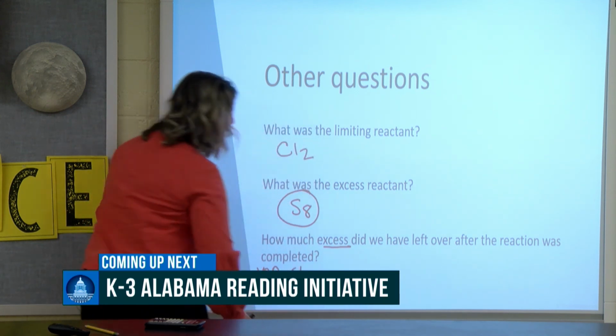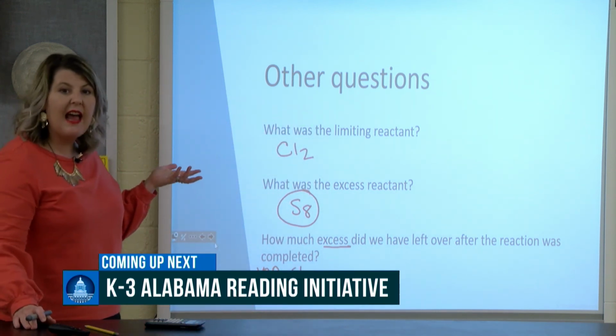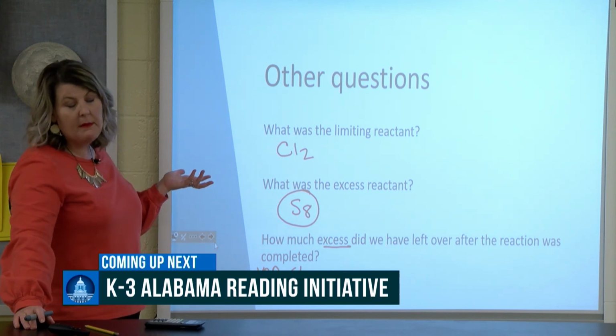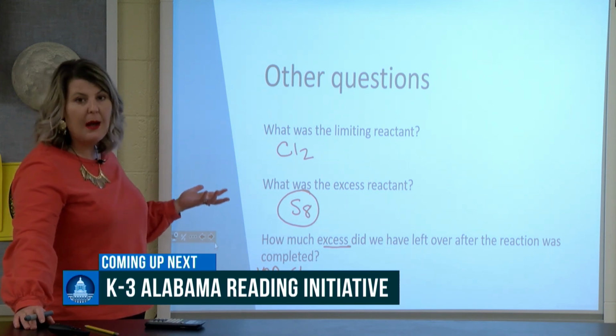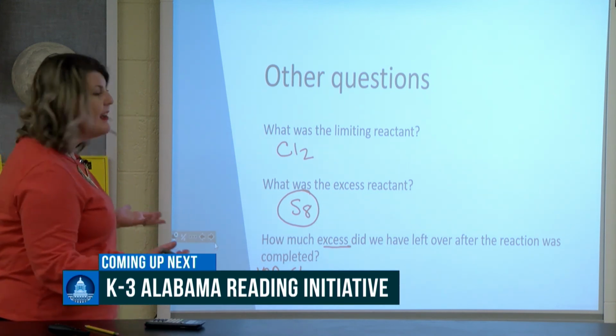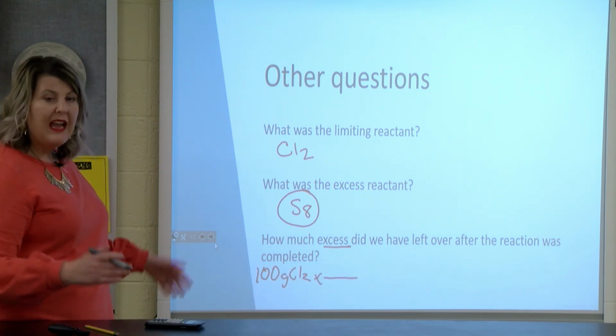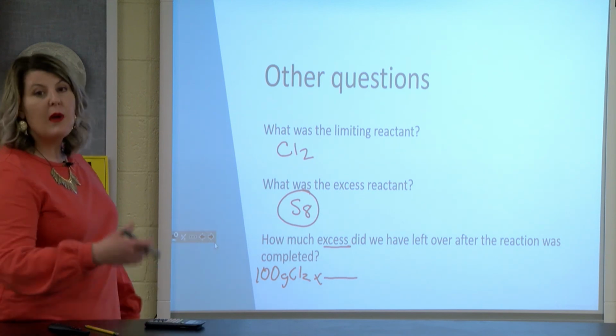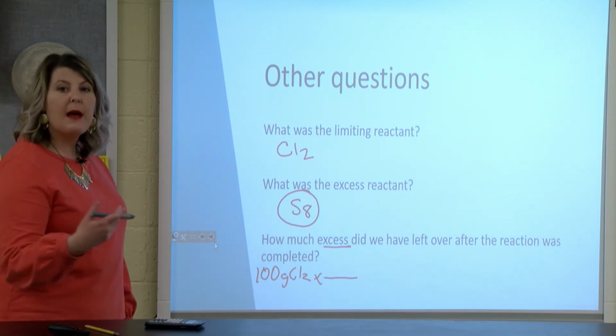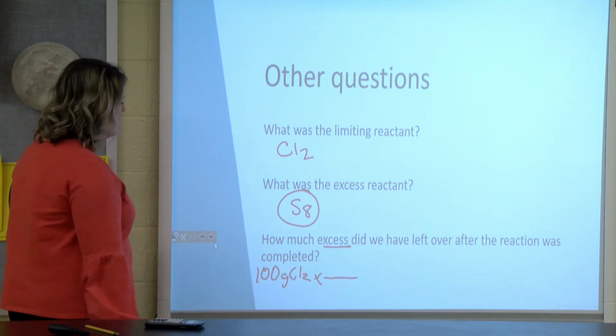And I'm going to take that. It needs to know how much excess I have left over. Well, in order to know how much excess I have left over, I need to know how much excess you used, okay? Like how many crackers did you use? If you started with 10 crackers and you used 7, then you had 3 left over. But you don't know how many you have left over until you know how many you used.